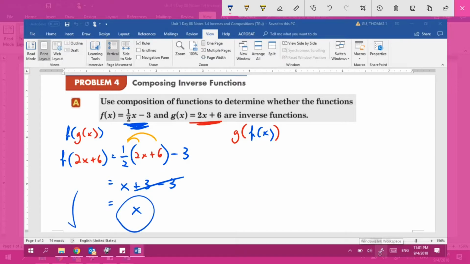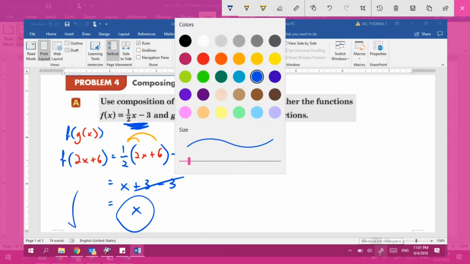Now let's make sure the other way works as well. So let's replace f of x. What's f of x? It is 1 over 2, x minus 3. And we've still got the g.